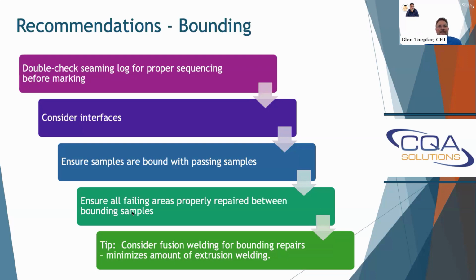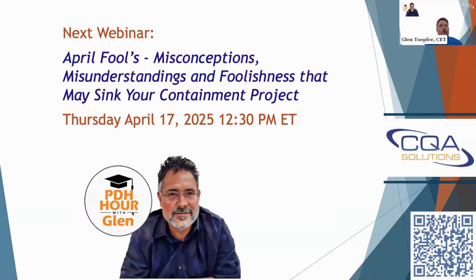And then I always say consider fusion welding for the bounding of your repairs instead of extrusion welding. If you have a failure, you're going to be at least 20 foot total, 10 feet in each direction. You can weld 40 feet of fusion weld, and it's better than 40 feet of extrusion weld. So that really concludes my rant on Destructs today.